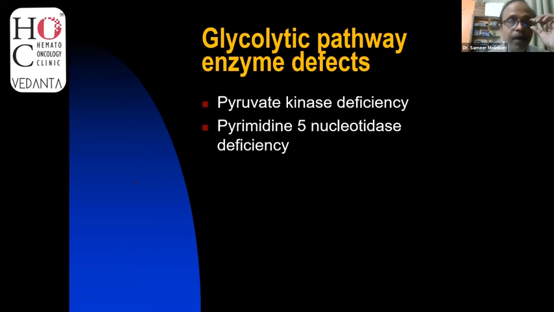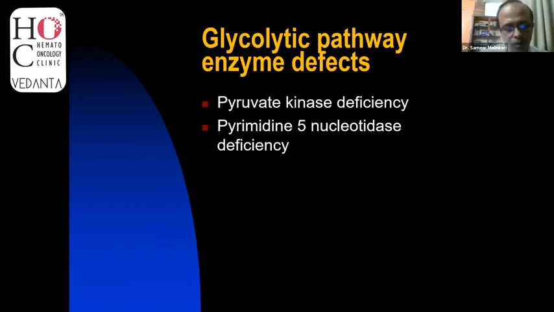Then there could be other glycolytic pathway defects. These are all the enzymes that are there in the glycolysis pathway. Very rarely you can have defects in all of these. Commonest is pyruvate kinase. Rarer than that is the pyrimidine 5 nucleotidase, and then some of the others as well. And these are rare.